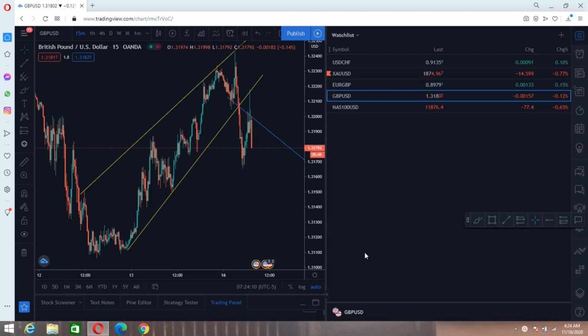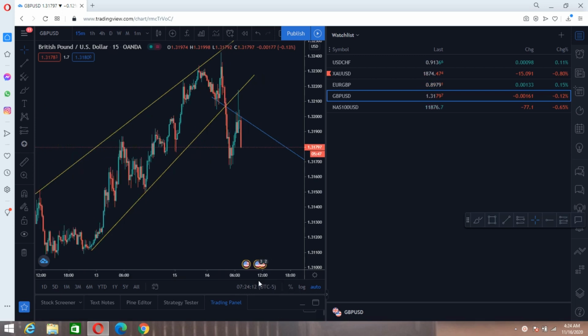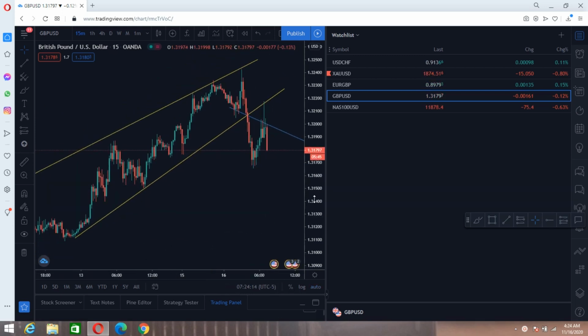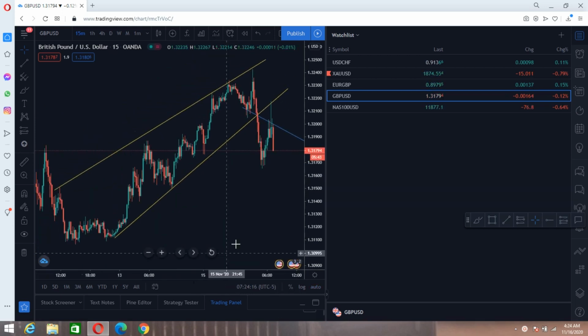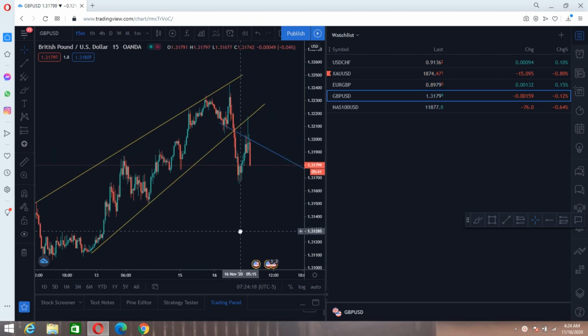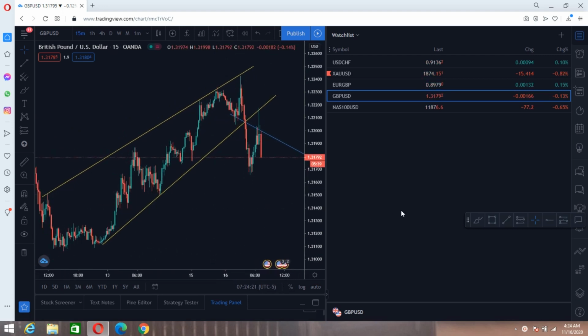So for tonight, we're gonna check our weekly trades and analyze the pairs. As you can see, GBP is moving very nicely because we waited for a break and it came and retested.